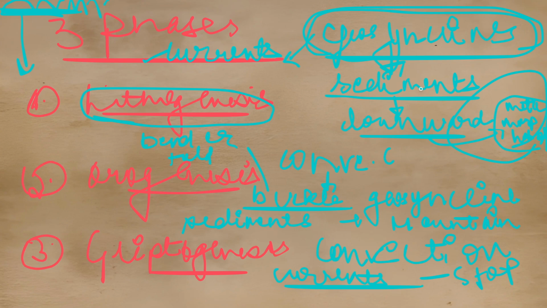They are buckling, that means bending or folding, the sediments present in the geosynclines, which leads to the formation of mountains. And in glyptogenesis, those convective currents stop, and the termination of those convective currents also leads to the rise in the height of the mountains. This is the whole thing.